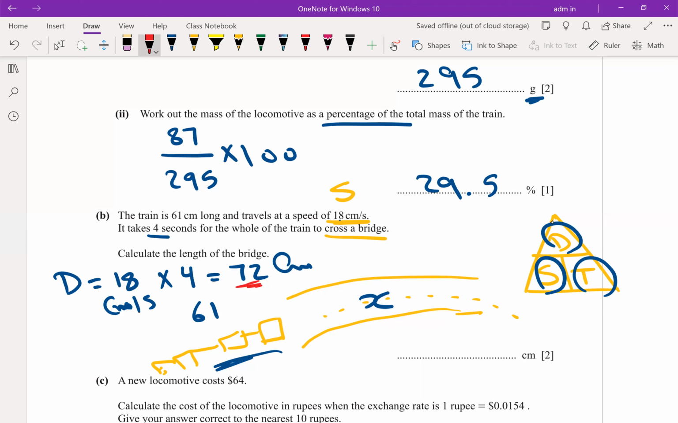But the length of the train is 61. So what is the length of the bridge? 72 minus 61. So the answer will be 11.